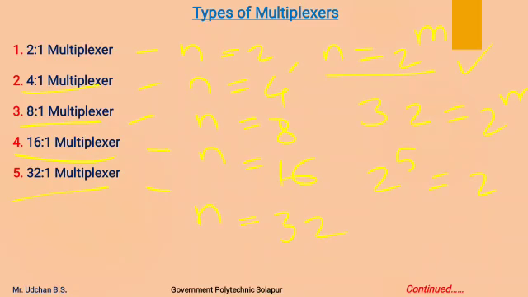This is how we can find out the number of select lines from the number of input lines available for a particular multiplexer. In the next lecture, we are going to see all these multiplexers in detail.